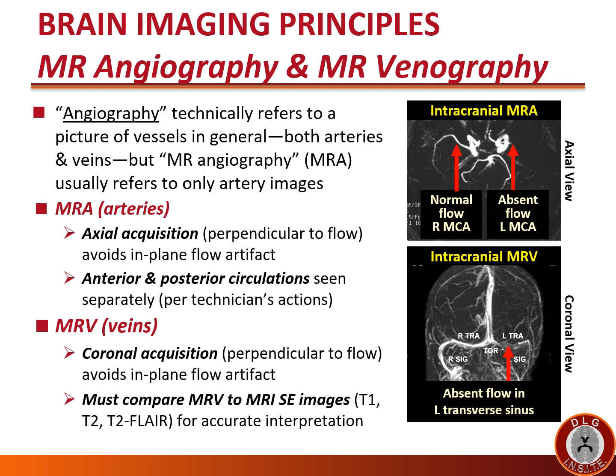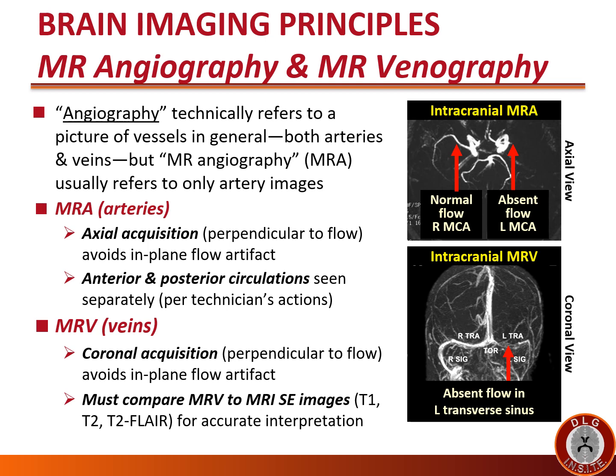Again, the technician can erase one circulation or the other to allow the interpreter of the images to see only anterior circulation or posterior circulation. MRVs, or MR venography, are acquired via coronal acquisition, perpendicular to flow, to avoid in-plane flow artifact. And please remember, one must always compare MRVs to the MRI spin echo images, T1, T2 FLAIR, for accurate interpretation.